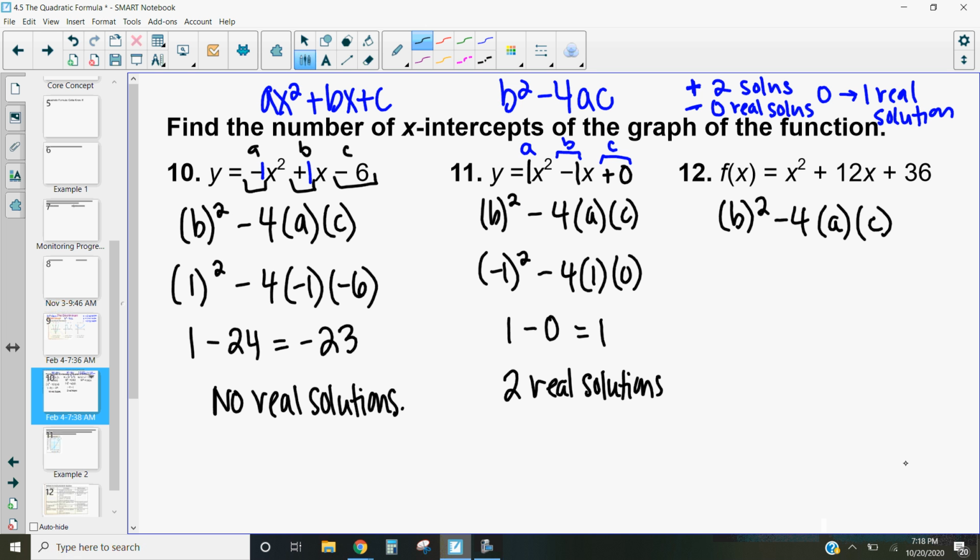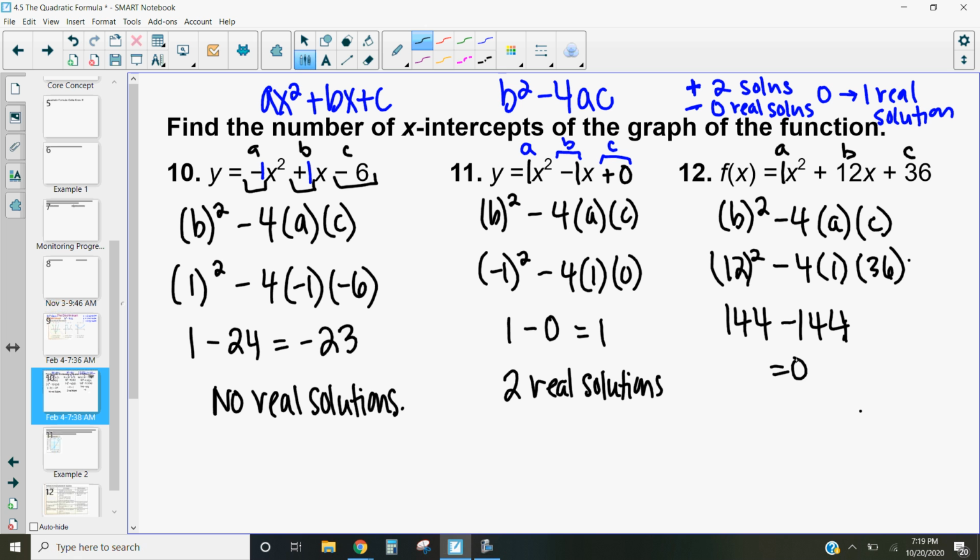Okay, hopefully you've had a chance to work through this. So again, our a value here is 1, b is 12, and c is 36. So we substitute those numbers in, and we get 12 squared minus 4 times 1 times 36, which ends up being 144 minus 144, and that gives us 0. So if our solution is 0, that means I have 1 real solution. Make sure that when you get the solution of 0, that you have 1 real solution, not no real solutions. That's a really common mistake.